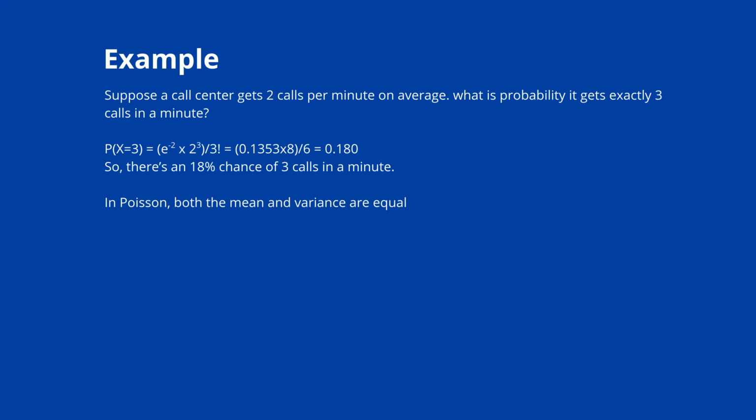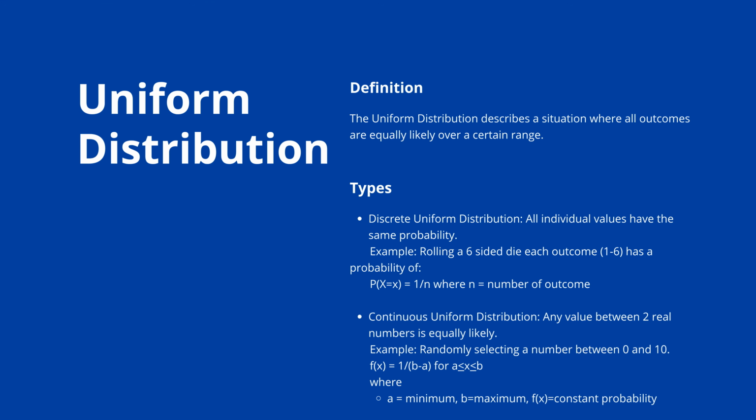Now let's see the uniform distribution. Imagine rolling a fair die, every number has the same chance of showing up. That's a perfect example of uniform distribution, where everything is equally likely. The uniform distribution describes a situation where all outcomes are equally likely over a certain range. There are two types of uniform distribution. One is discrete, another is continuous.